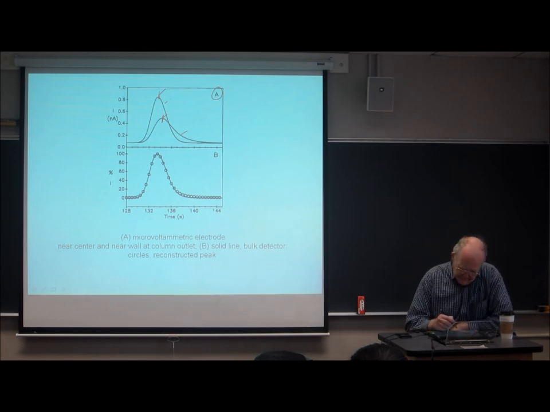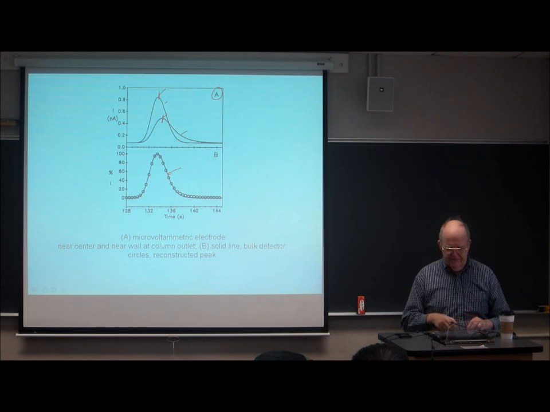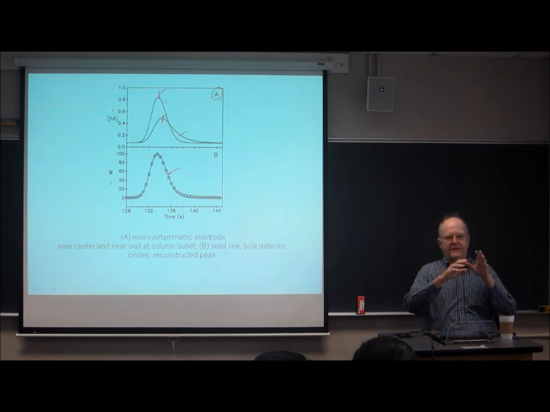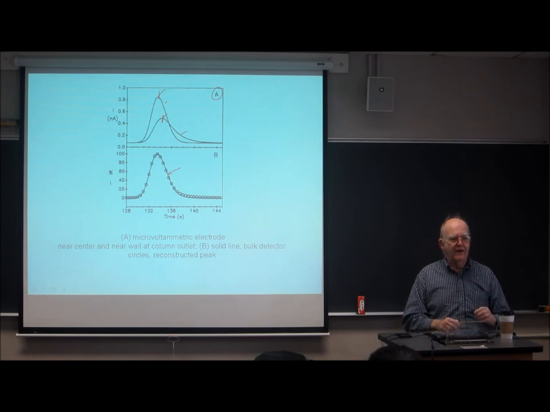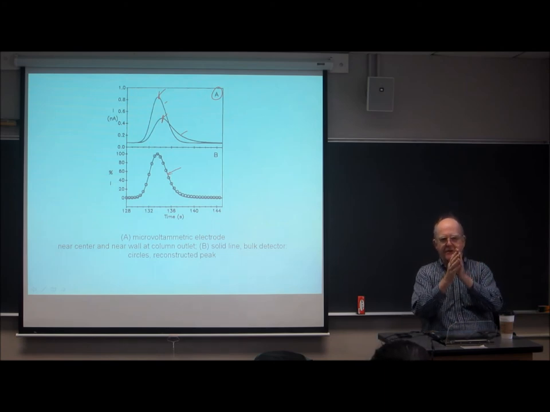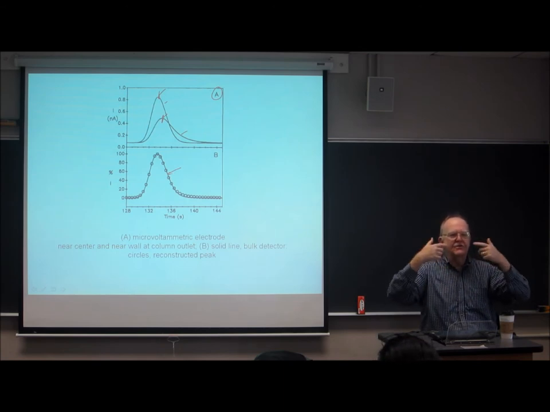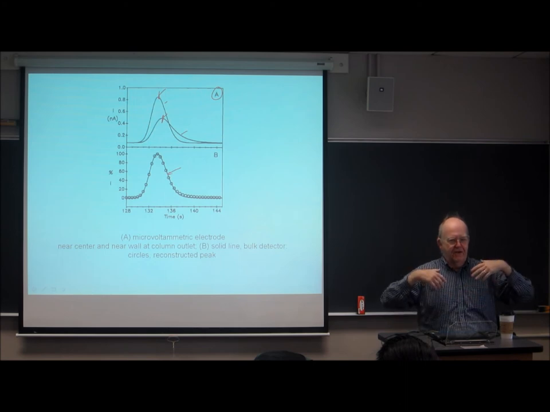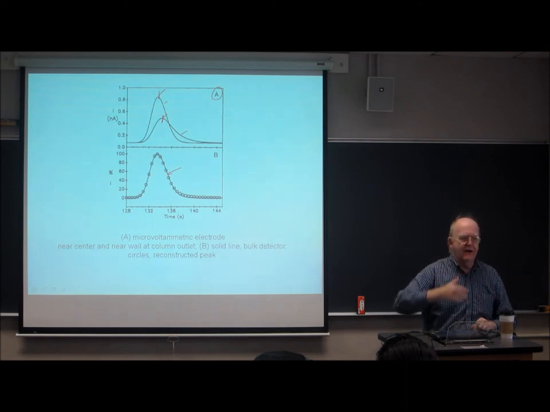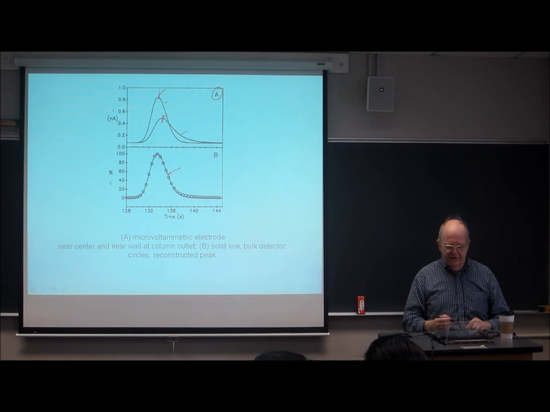Now, this solid curve here is the recorded curve if he does the chromatography in a conventional way, no microelectrode, collects the eluent and runs it through a detector. So it's seeing the average composition of the fluid. It's averaging across the entire cross-section of the column.